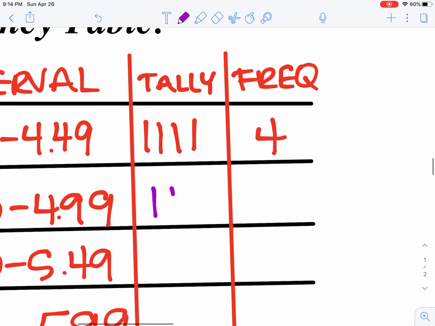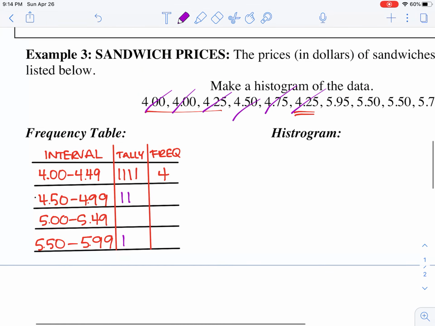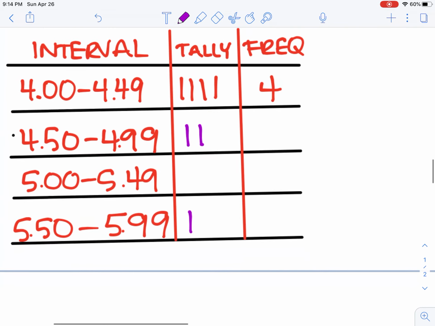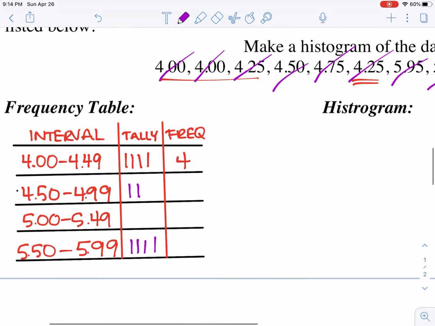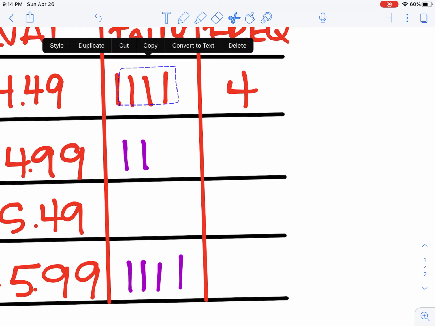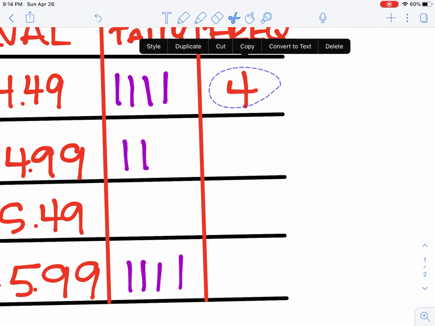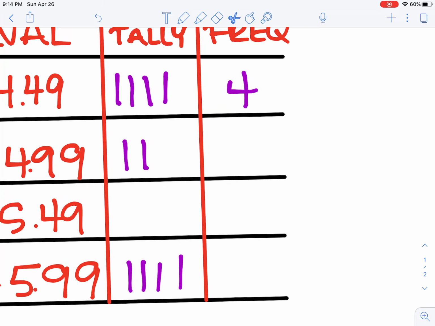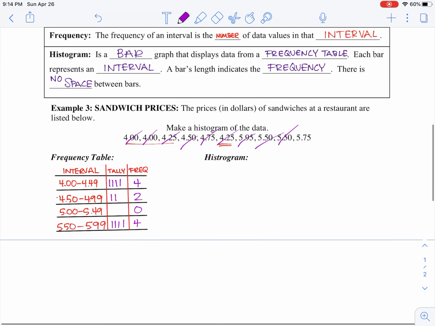1, 2, 3, 4. Then $4.50 and $4.75 land here, followed by $5.95, which is in here. $5.50 also in here. Another $5.50 and another $5.75. Get a color code here just so that we can see this a little clearer. All right, so our first interval had 4 sandwiches, the second interval had 2, our third interval doesn't have any, and our final interval has 4. So there's our frequency table.